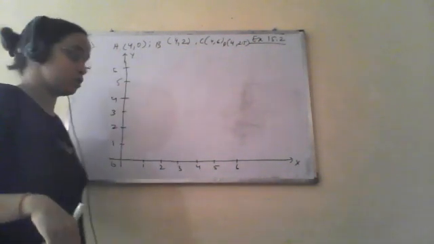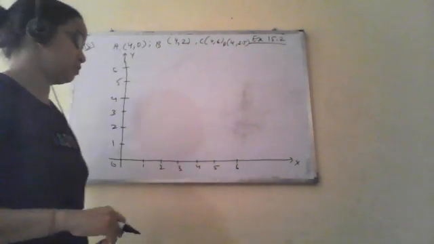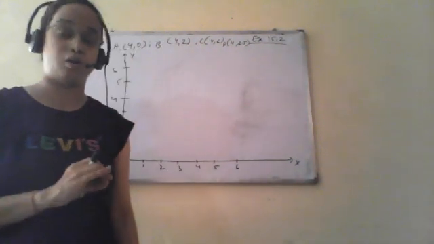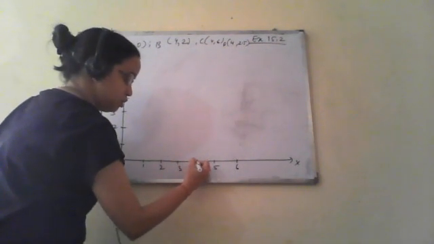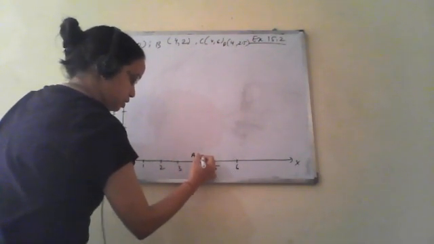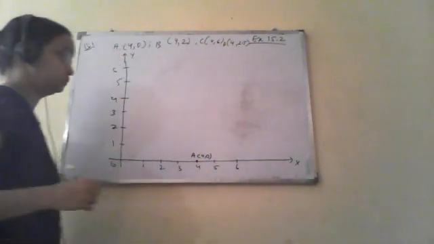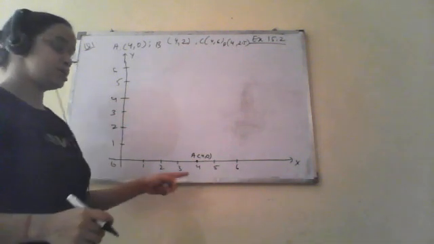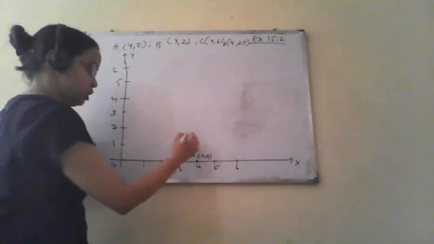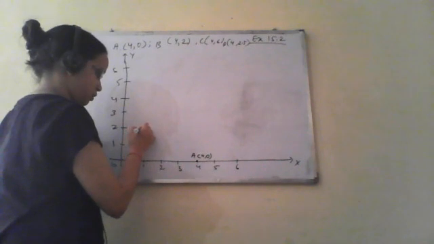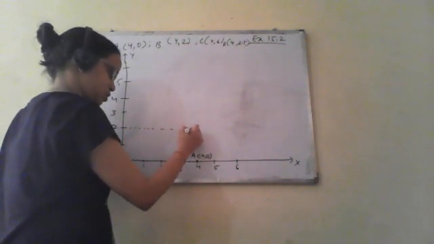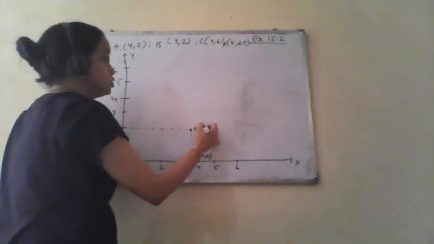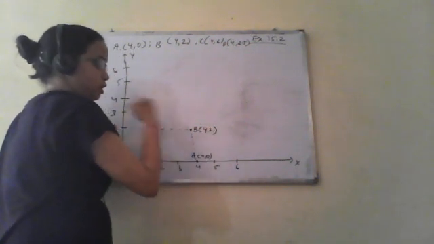So the first point is (4, 0). What does it mean? The x-axis value is 4 and y is 0. It means this point lies on the x-axis. Here it is (4, 0), so this is point A. Now point B is (4, 2), that means x is 4 and y is 2. So this point will lie somewhere here, if we draw. So this point will be B, whose coordinates are (4, 2).